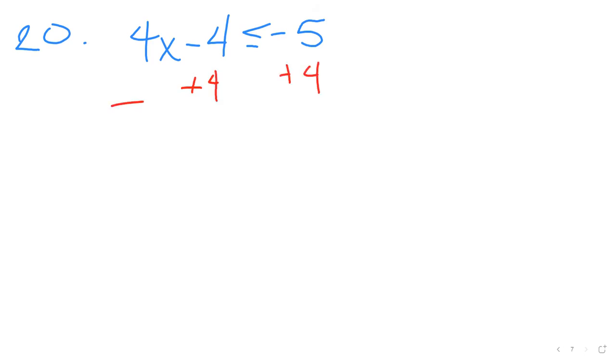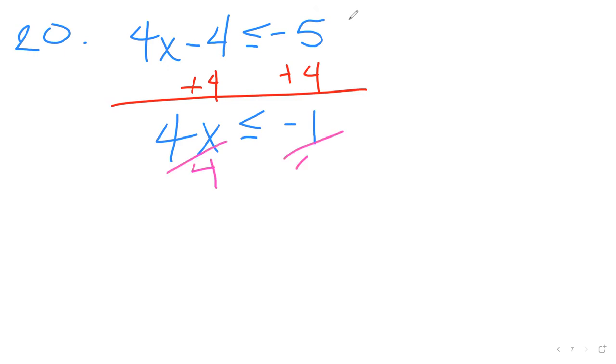Similar problem in number 20, 4x minus 4 less than or equal to -5. Now we have the equal sign with our inequality, but the solving strategy works very similarly. We can add 4 to both sides to start simplifying this. 4x left on the left, -5 plus 4 for -1.